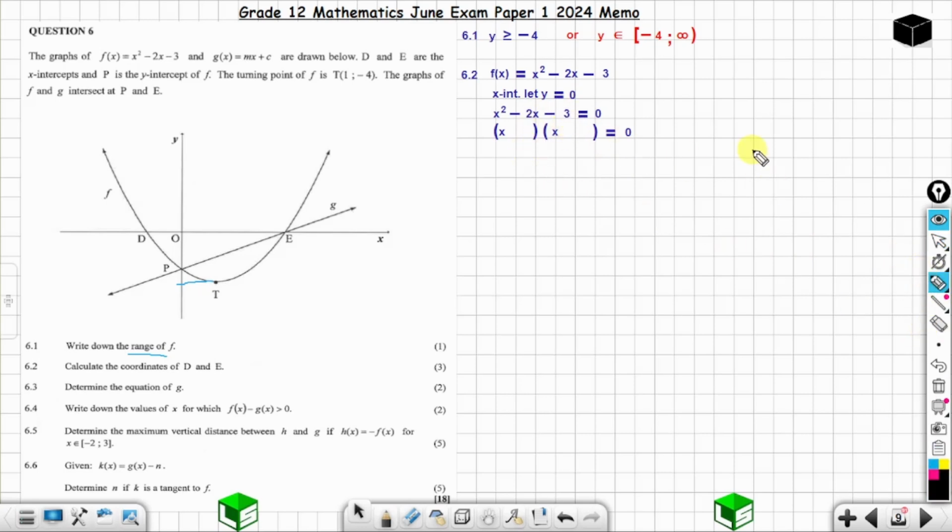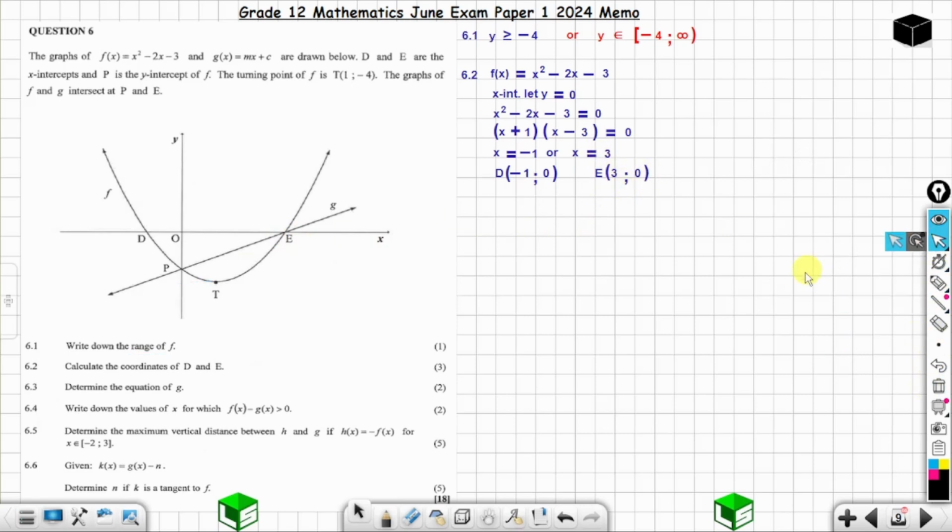3 is 1 times 3. Okay, so from 1 minus 3, you have -2. So you can use 1 and 3, with plus and minus. x is equal to -1, or x is equal to 3. For D, you have (-1, 0), and E, you have (3, 0).